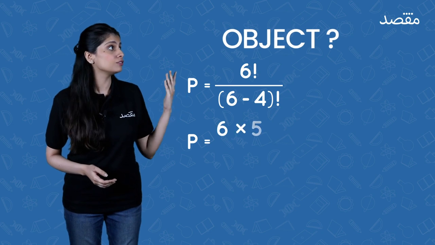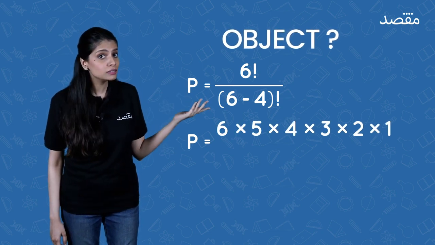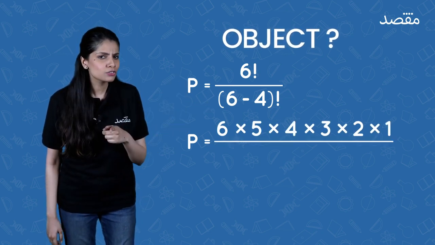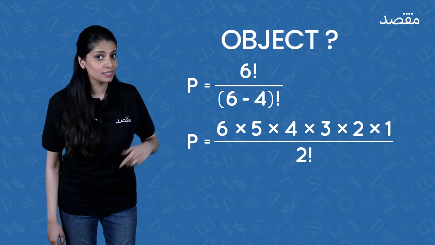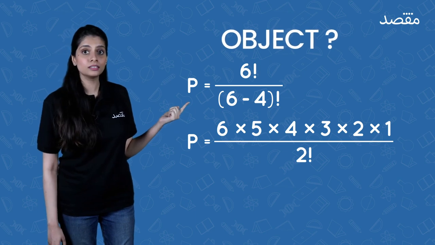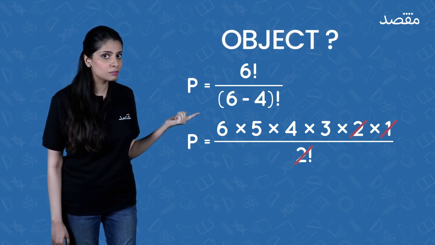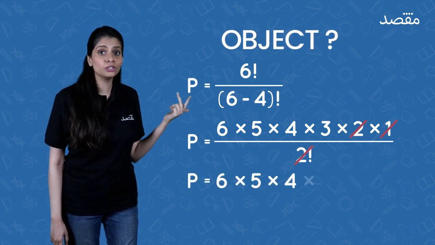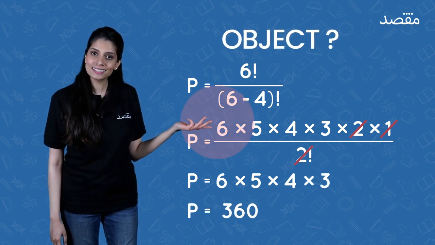इट्स 6 इंटू 5 इंटू 4 इंटू 3 इंटू 2 इंटू 1 एंड डिवाइडेड बाय 6 माइनस 4 फैक्टोरियल कितना होता है? 2 फैक्टोरियल, दैट वुड बी 2 into 1. अगर हम 2 into 1 and 2 into 1 divided जो है उसको कट कर दें तो क्या बचता है हमारे पास? 6 into 5 into 4 into 3, which makes 360.